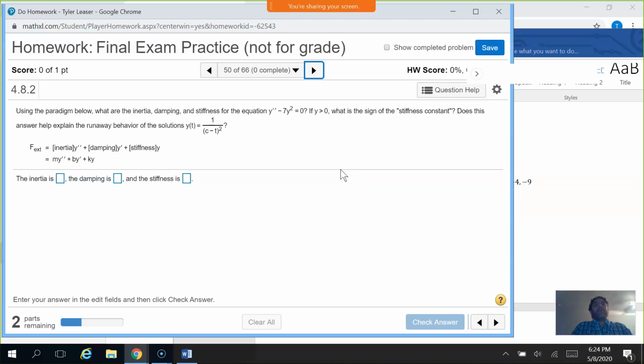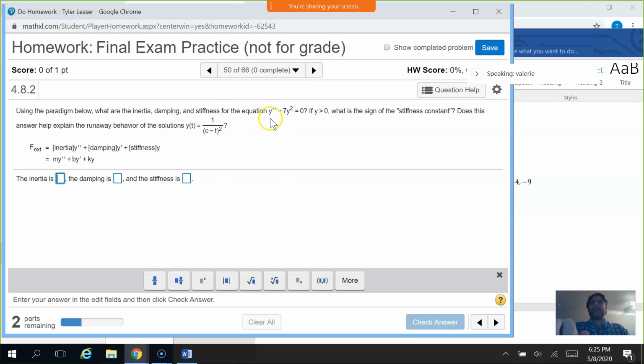So this is kind of a word problem based on these second order differential equations and how they model a real life spring. So using the paradigm below, that means this equation here, where we have the inertia, just the mass, times the second derivative, plus the damping constant times the first derivative, plus the stiffness times the function. That's just the normal equation for a spring. So using that, what are the inertia, damping, and stiffness for this equation? If y is greater than 0, what is the sign of the stiffness constant? Does this answer help explain the runaway behavior of this solution?